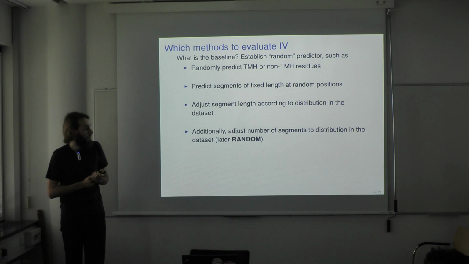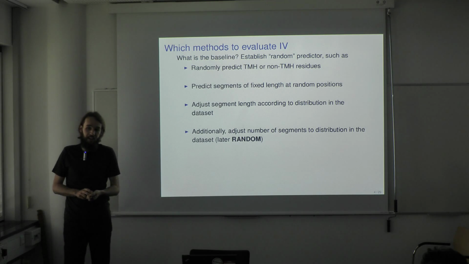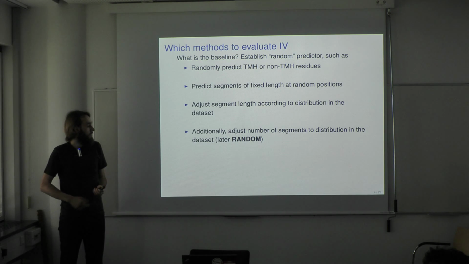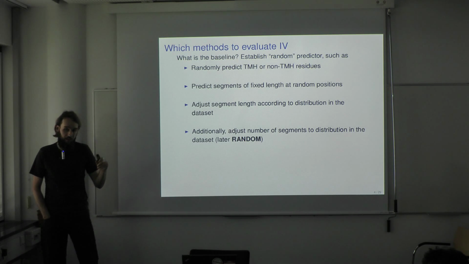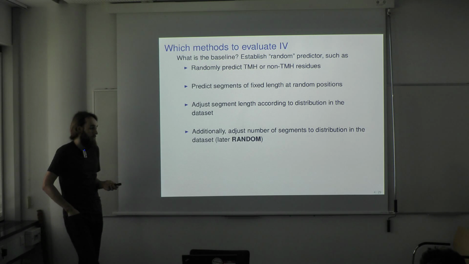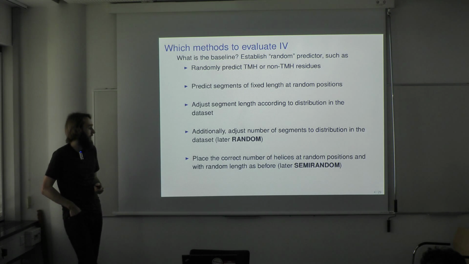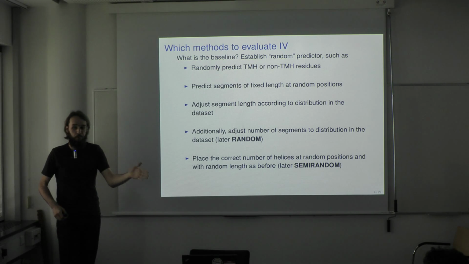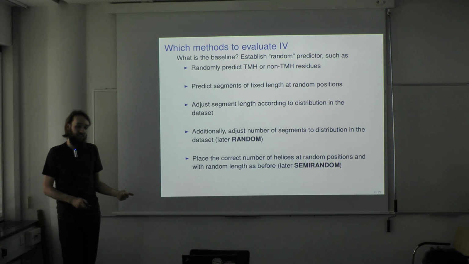Next, you can also adjust the number of segments. Again, you might have many proteins that have only a single helix, for example, and much less that have 10. So again, you can build a distribution from the data set and tell the predictor. Then according to this, let it predict the number of segments and the length as well. And this later on will appear as just random. So in the results we see this is one of the methods. And then one that's a bit more advanced is the semi-random, which gets told for every sequence, okay, you have to place, say, 3 helices here, only where it places them is random.